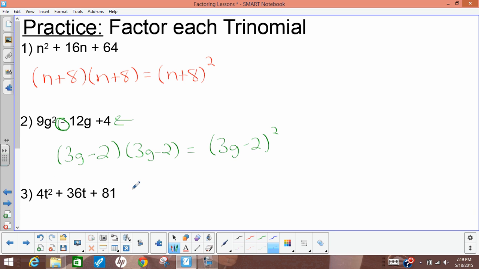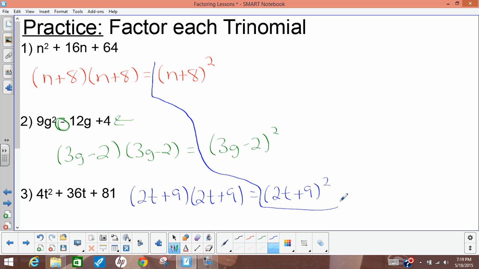Last but not least, to get 2t plus 9 times 2t plus 9, which is 2t plus 9 squared. And once you get comfortable with this, you can go straight to the final product where things are squared. You can go straight to that right away. Now this is the tricky case, because if you want to distribute and check your answer, it might be easier if you just have the two factors like we started with.